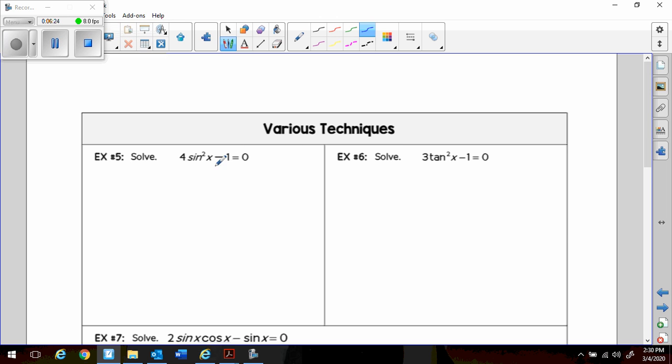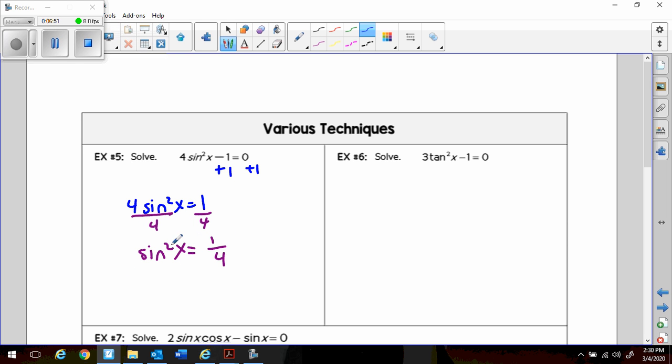This one, you're going to do pretty much the same thing, but we have a squared. So I want you guys to check this one. We're going to add 1 still to move it to the other side, same thing. So we have 4 sine squared x equals 1. I do have to divide by 4, same thing. But this time I have sine squared x equals 1 over 4, right? And I'm trying to get this by itself.